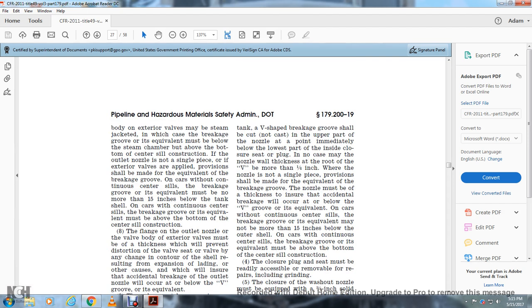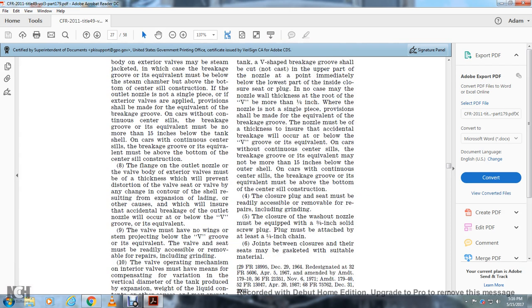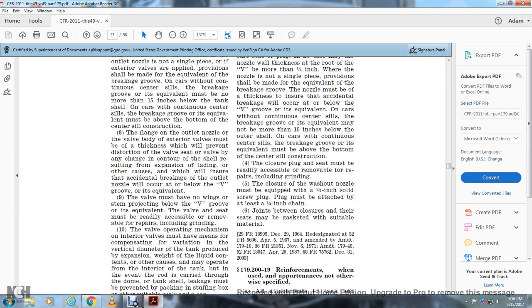If the outlet nozzle is not a single piece, if the exterior walls are applied, provision shall be made with the equivalent of the breakage groove. On the cars with the continuous center sill, the breakage groove or equivalent must be no more than 15 inches below the tank shell. On the cars with continuous center sill, the breakage groove or equivalent must be above the bottom of the center sill construction. The flange of the outlet nozzle valve body exterior valves must be of wall thickness which prevents the distortion of the valve seat by any change in the contour of the shell resulting from the expansion of loading. Other cases in which they ensure the accidental breakage of the outlet nozzle would occur below the V groove or equivalent.